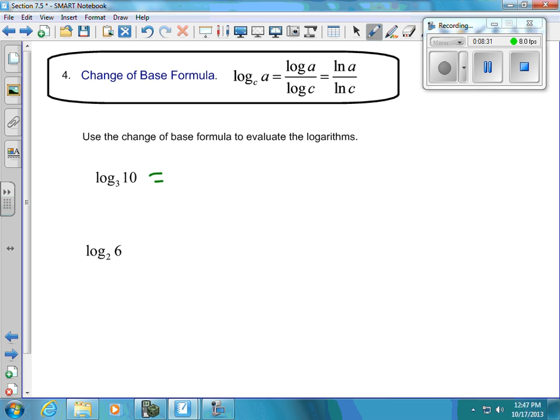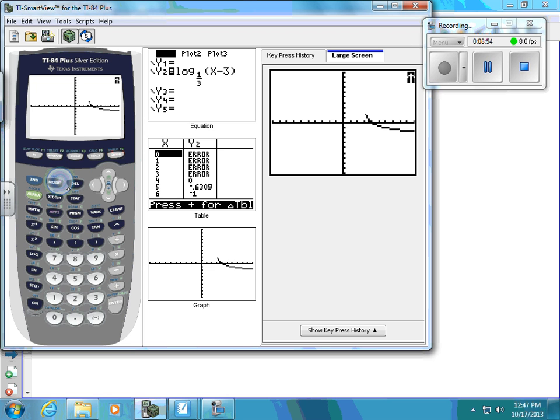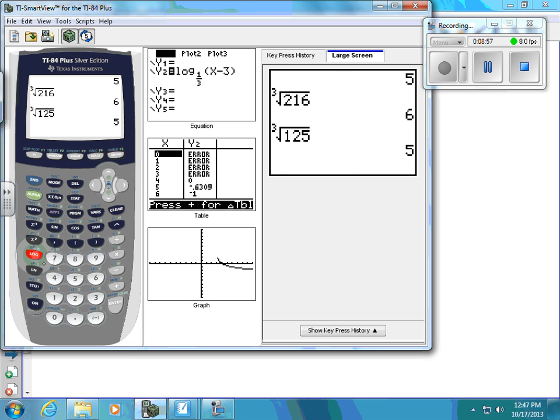So if we do log base 3 of 10, we don't have a log base 3 button on most calculators, but we do have a log base 10 and a natural log. So I can write this as log base 10 of 10 divided by log base 10 of 3. Or I could do natural log of 10 over natural log of 3. So in our calculator, we would simply type in log of 10 divided by log of 3.